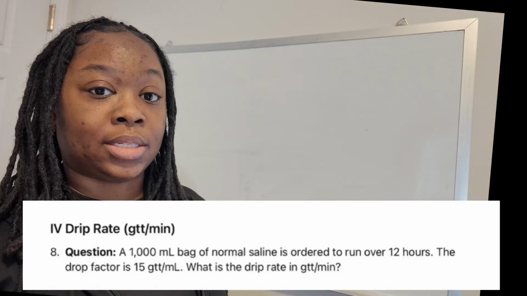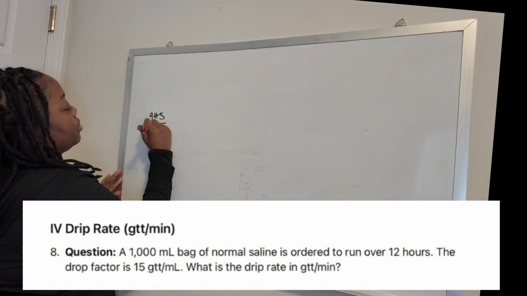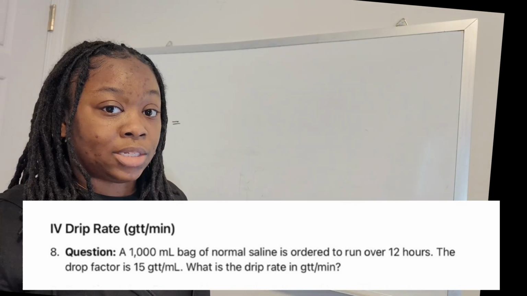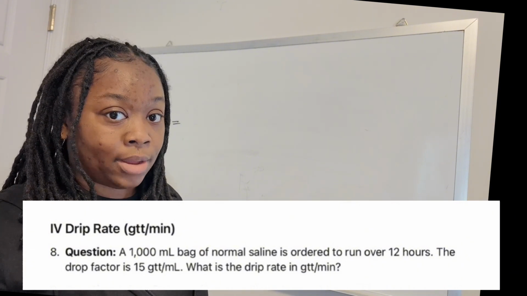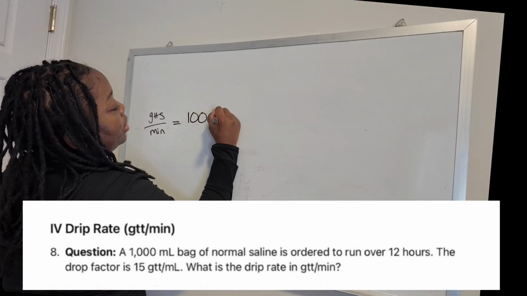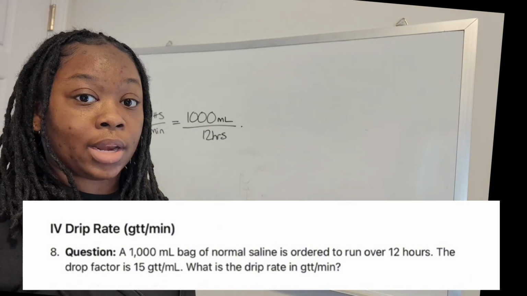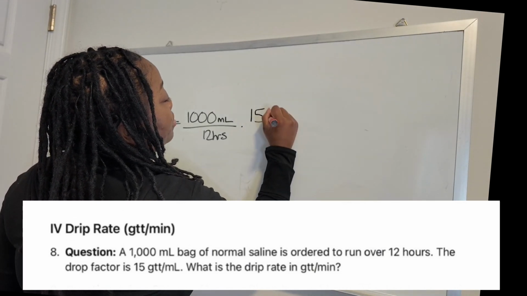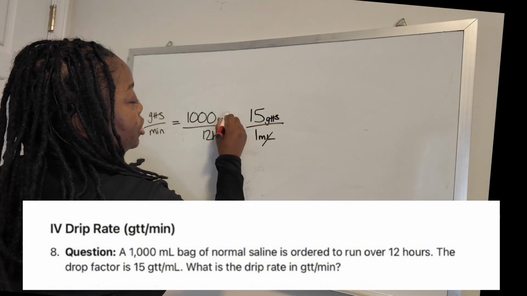Okay, so we're on question 8, and this is asking for drops per minute. So just like the flow rate, the drip rate needs to be a whole number. It makes sense when you're thinking about it, because if you're setting up an IV pump, you can't give somebody 0.5 of a drip, right? So the doctor ordered 1,000 mL bag over 12 hours. 1,000 mLs to be given over 12 hours. Now we're going to look at our drop factor, which is 15 drops per mL. So you put your 15 drops per 1 mL.